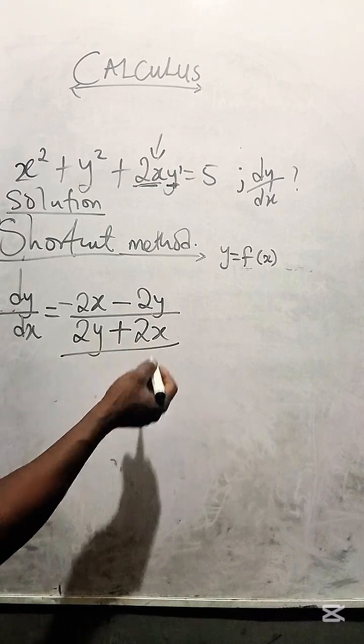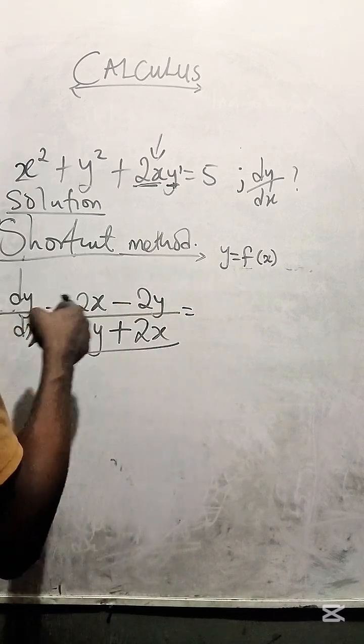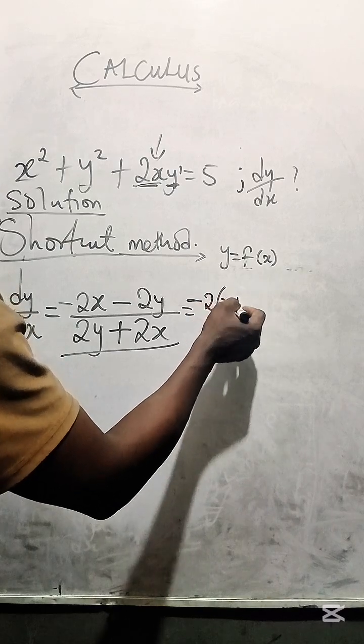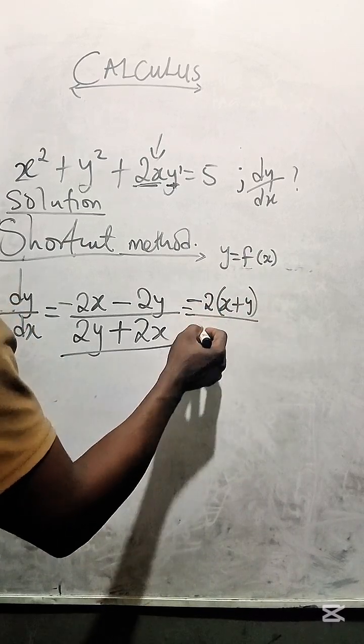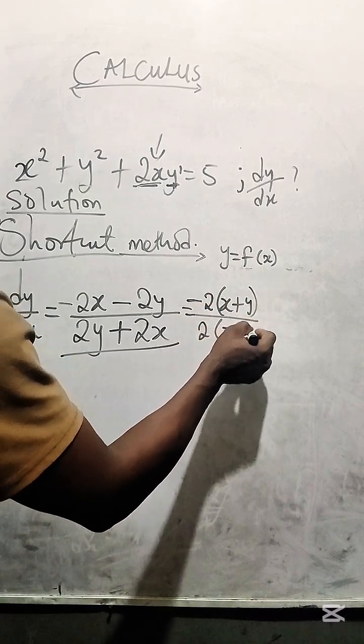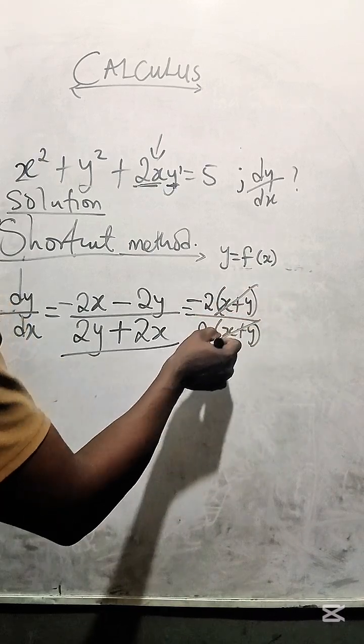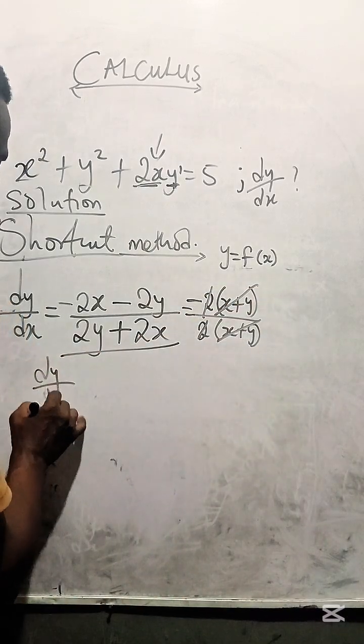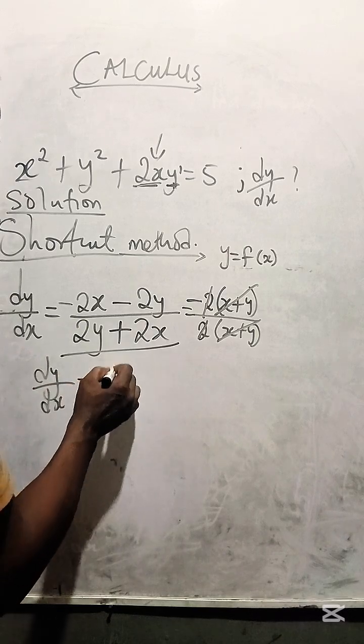So how do I simplify? Very simple. Minus 2 is common. Write minus 2 into x plus y over 2 into x plus y. So this is same, this is same. So that our dy/dx is equal to minus 1.